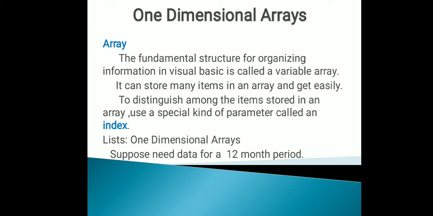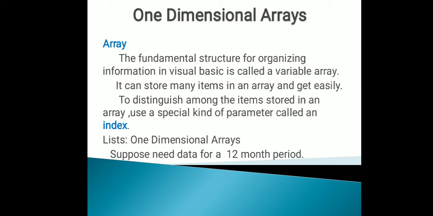To distinguish among the items stored in an array, use a special kind of parameter called an index. The index is used to fetch an item, based on the number of items in our array. Whatever an array is, it is also called a list.